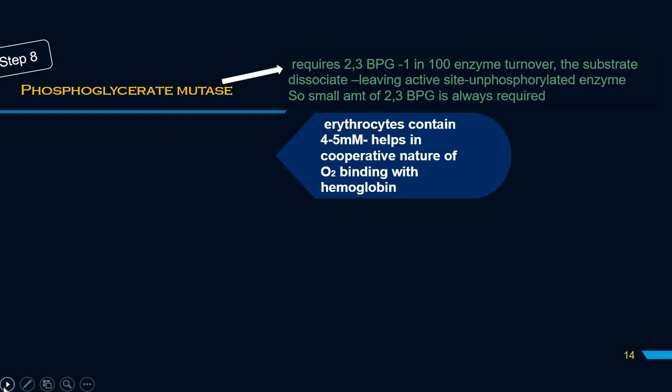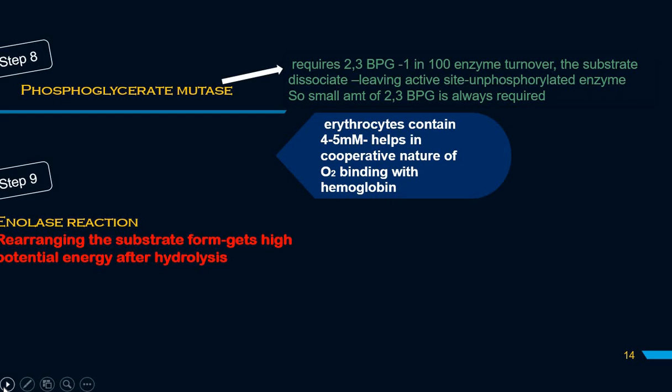2,3 bisphosphoglycerate is found in erythrocytes, which helps in binding of oxygen with hemoglobin. This enzyme helps oxygen to bind with hemoglobin. There is about 4 to 5 millimolar of 2,3 bisphosphoglycerate present in erythrocytes.